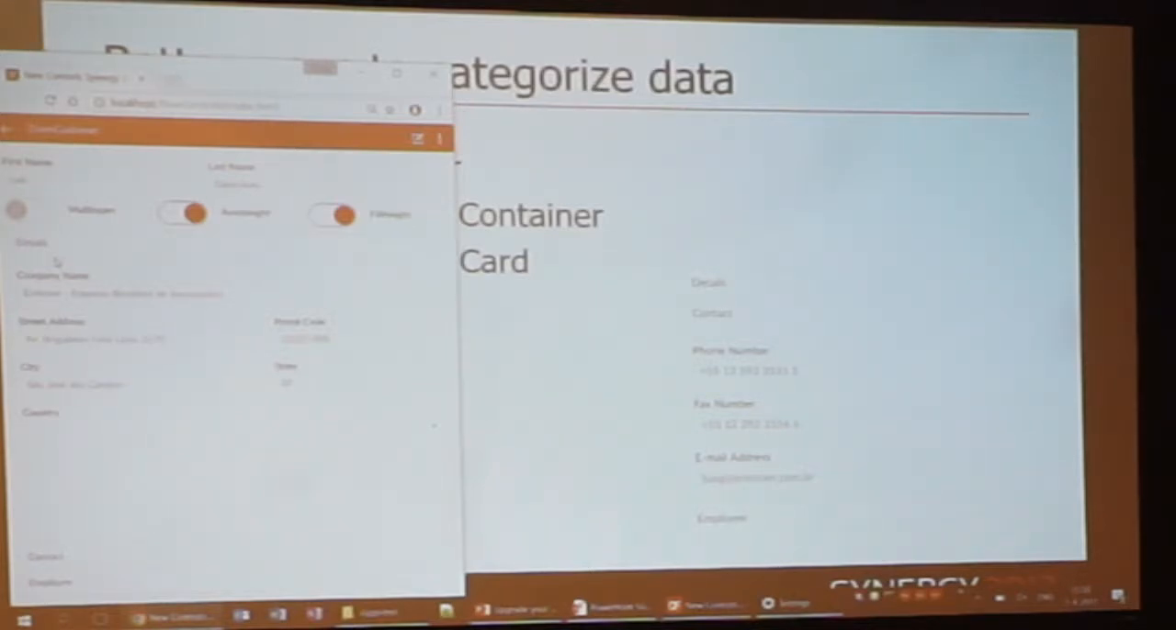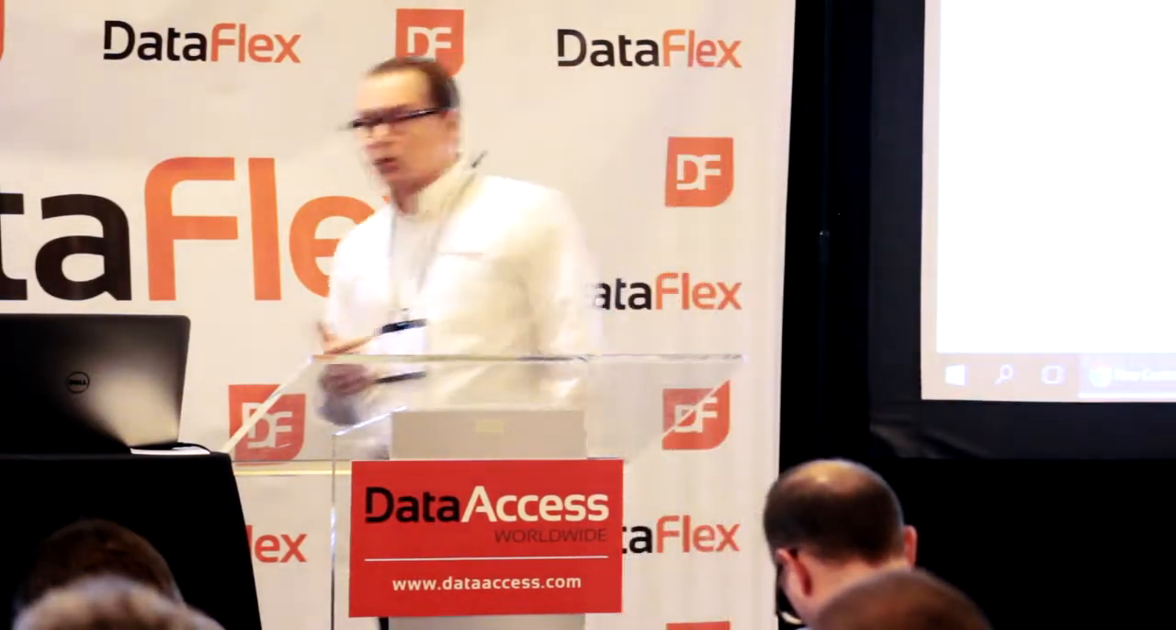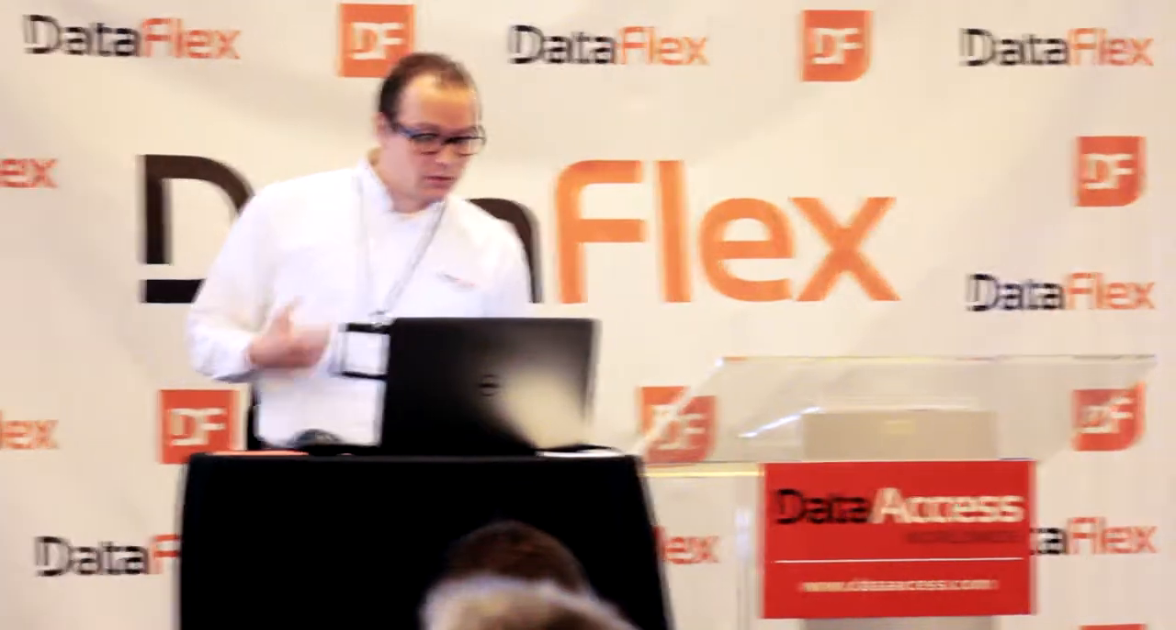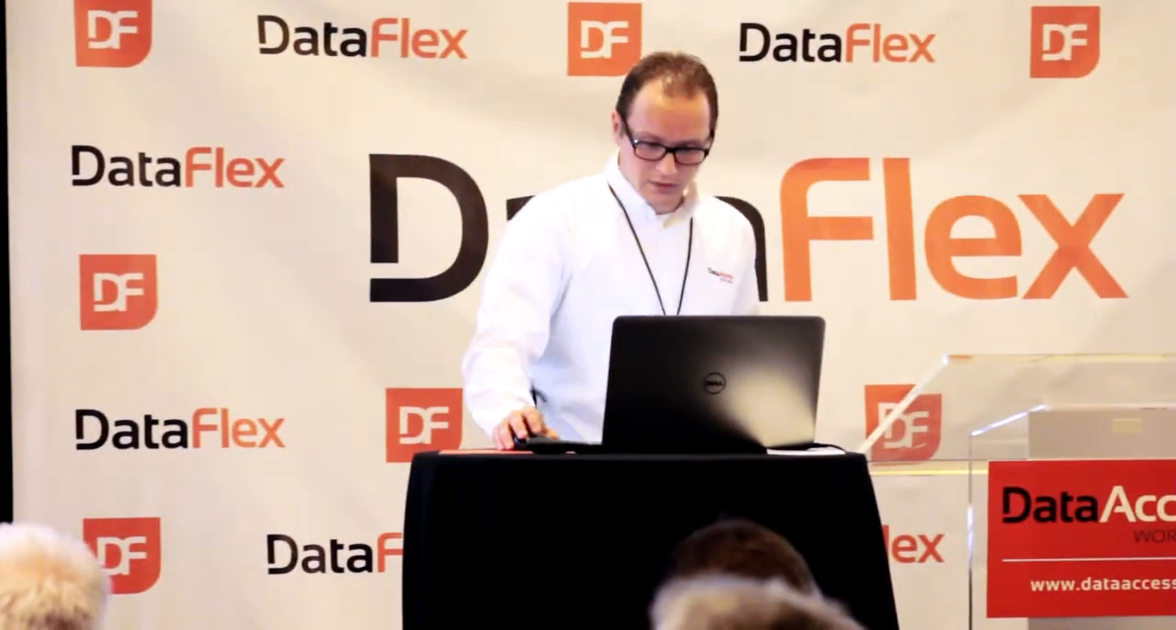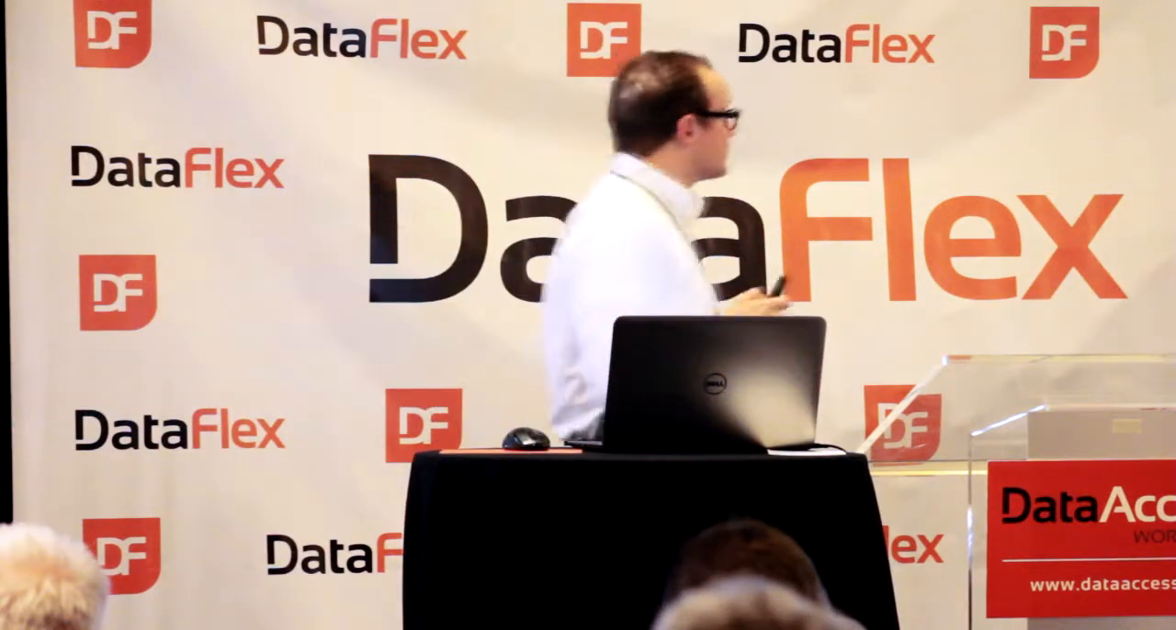So these three checkboxes are basically mapping to properties on the control. So there's PB multi-open, PB fill height, PB auto height available on the control. So that's the card container.